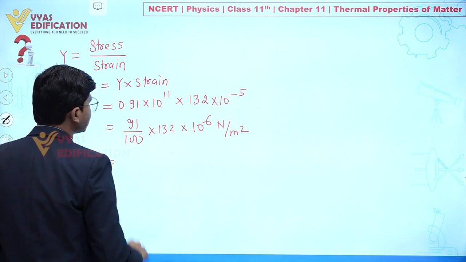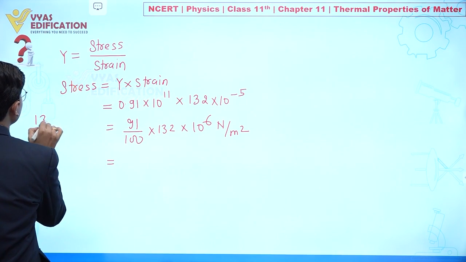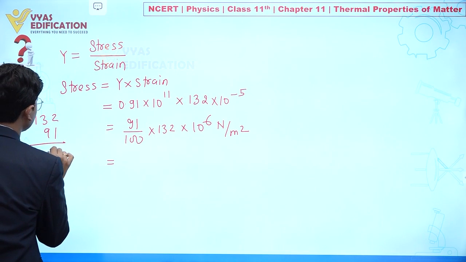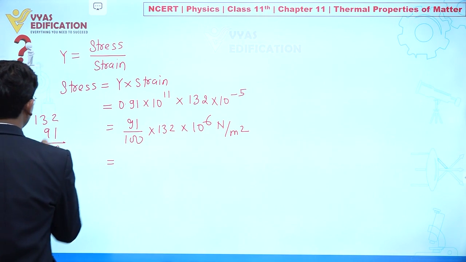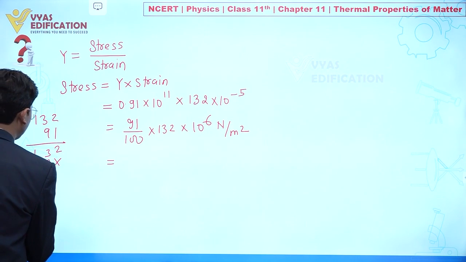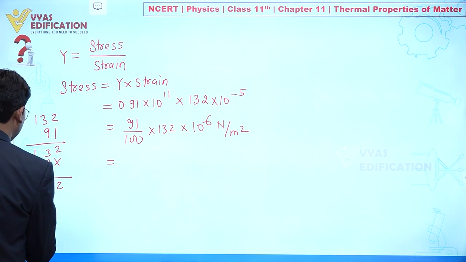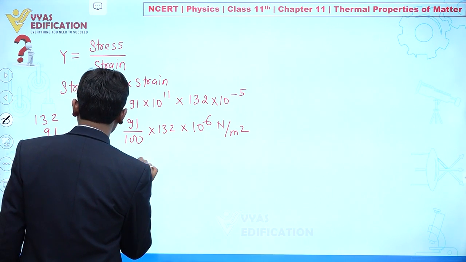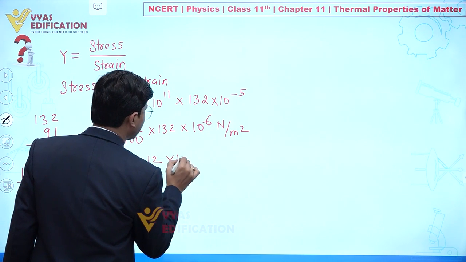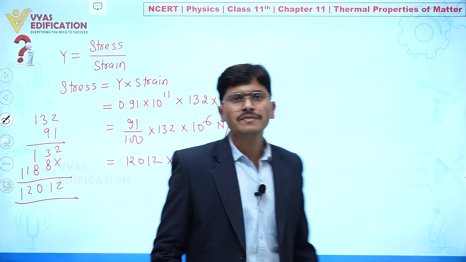Can you multiply 132 with 91? Directly, you can say this is 12012, clear? So 12012 multiplied with 10 to the power 4 Newton per meter square. So this is the value of tensile stress.